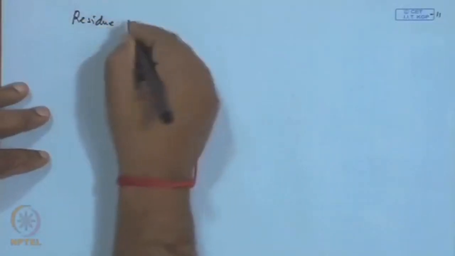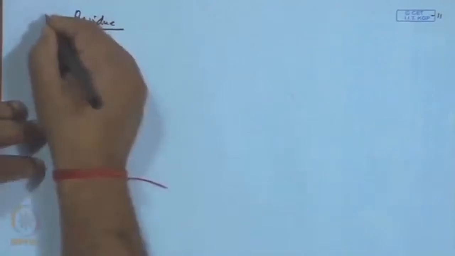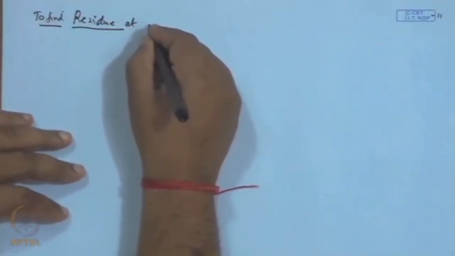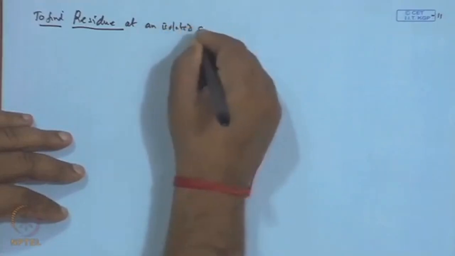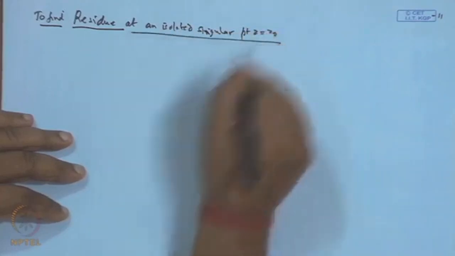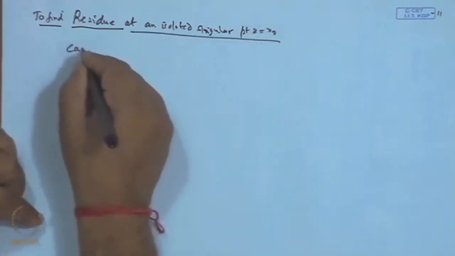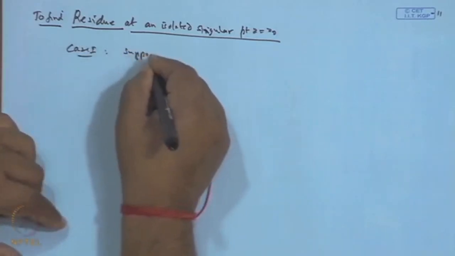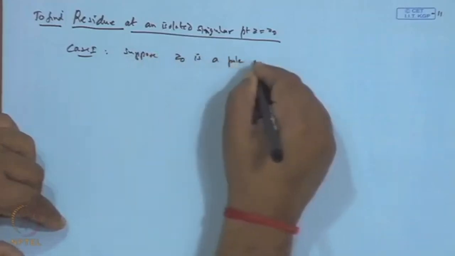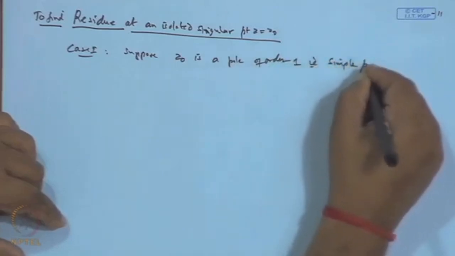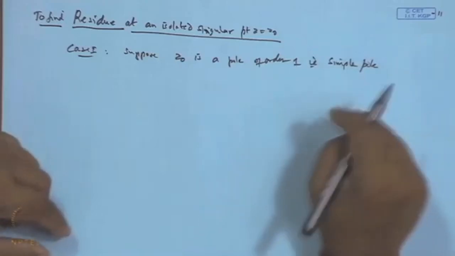So, let us see certain formulas to find the residue at an isolated singular point z equal to z naught. I will give you different cases. Case 1: suppose z naught is a pole of order 1. Pole of order 1 means that it is a simple pole. Simple pole means the function value f of z naught is 0, but f prime z naught is not 0.